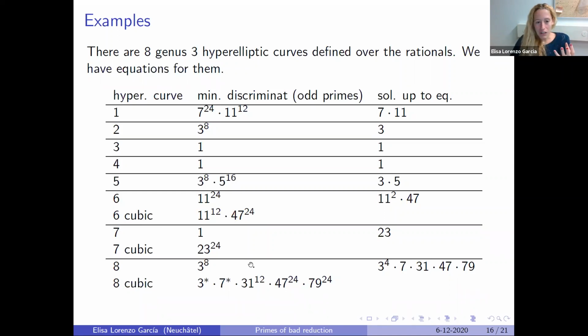Okay, but somehow this is still only the primes of bad reduction. And the question was, what about the exponents? How can I recover these 24, 12, 8? Or how can I bound them? How can I control them?